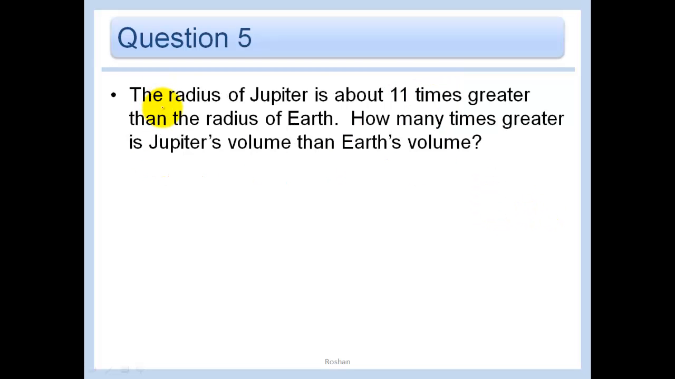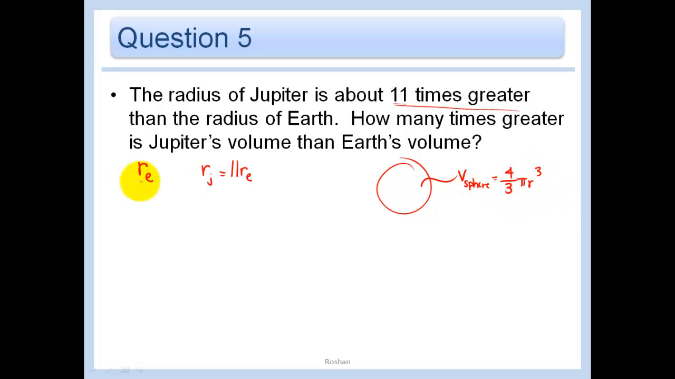Now it says the radius of Jupiter is about 11 times greater than the radius of Earth. So why don't we call the radius of Earth RE? And then the radius of Jupiter is going to be, it says the radius of Jupiter is 11 times the radius of the Earth. How many times greater is Jupiter's volume than Earth's volume? So we really got to think about this and not just be tempted to say, well, it's greater. Now, how do we find the volume? All these things, Earth, it looks like a sphere, right? So the volume of a sphere is 4/3 pi r cubed.